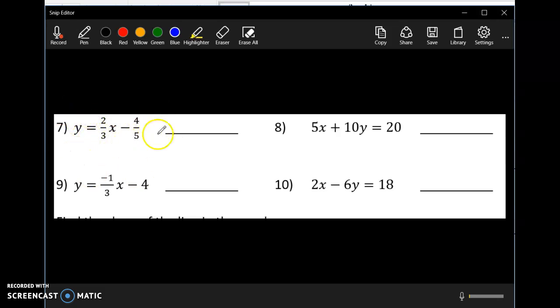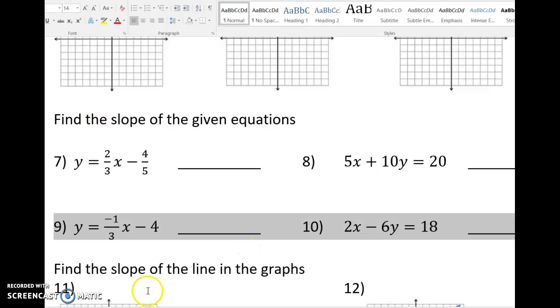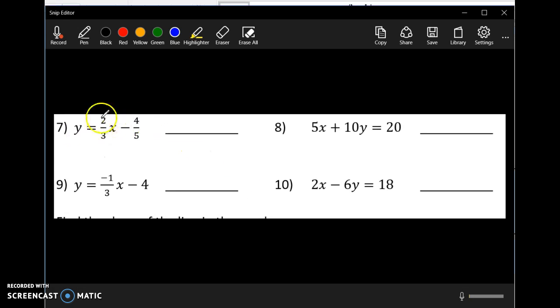Okay, so these problems are asking for the slope of the given line equation. So some of these are really, really easy. I can see the slope of this line equation right here. So that one would be 2/3. I can see the slope of this one right there. So that'd be -1 over 3.